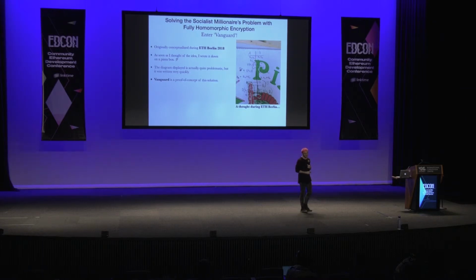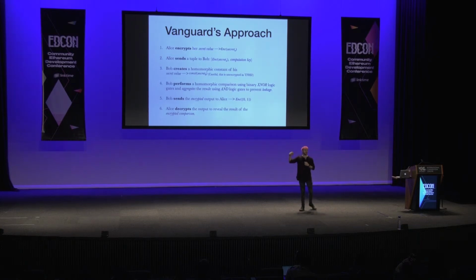It's not worth anything. Vanguard is a proof of concept that I'll be showing off. So I'm going to go over what the demo actually does here in Vanguard. First, Alice will encrypt her value. So Alice has a secret value. She wants to know if Bob has the same secret value. She encrypts that value. She then sends a tuple to Bob of her encrypted secret value and her computation key so Bob can perform a computation on that value.